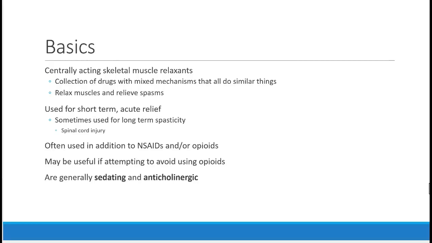Usually what you're looking at is short-term acute relief. So I think of the standard patient who these medications would apply to is somebody who, quote unquote, threw out their back or is having back pain or back spasms, or some other muscle pain or muscle spasm, something short term. We can use muscle relaxants for long-term relief too, for patients who have maybe neurologic injuries. I'm not going to go into that in this lecture though.